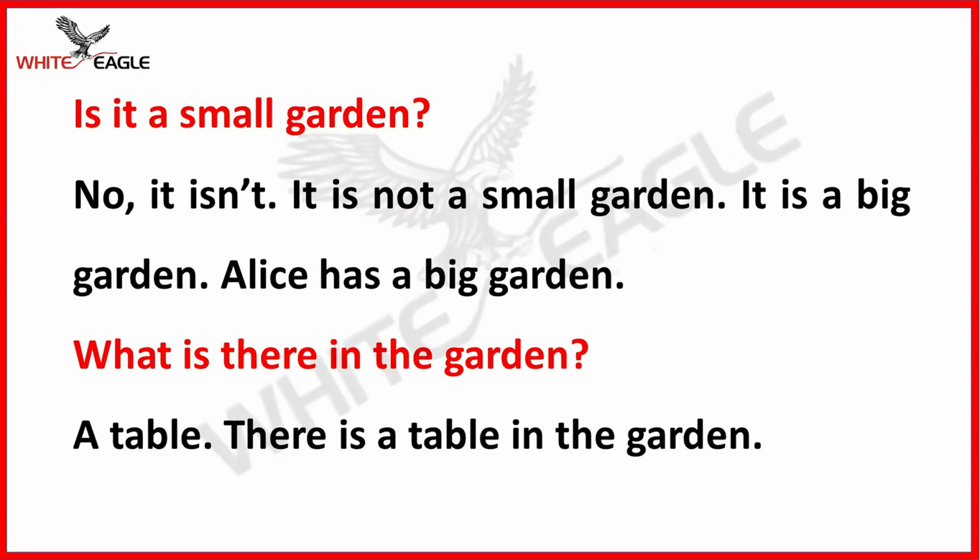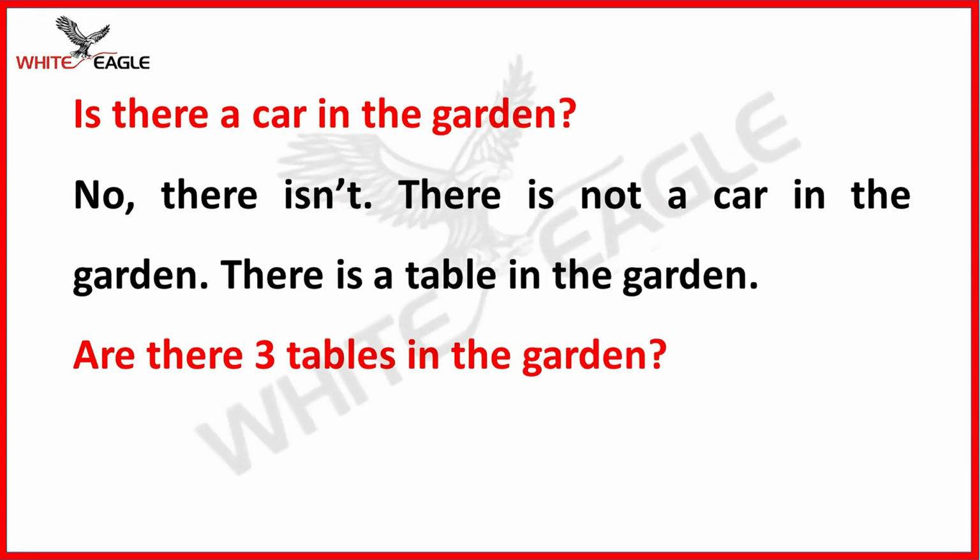What is there in the garden? A table. There is a table in the garden. Is there a car in the garden? No, there isn't. There is not a car in the garden. There is a table in the garden.